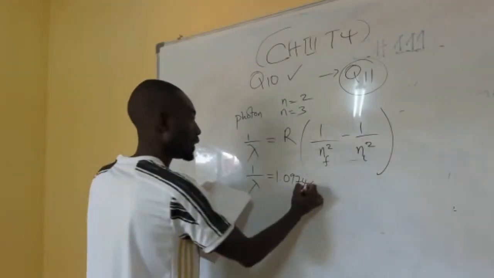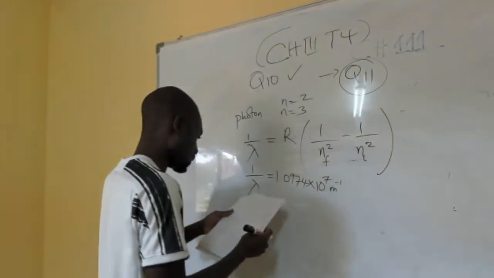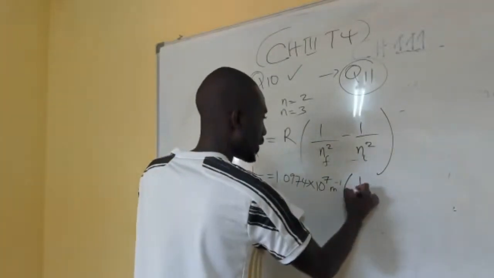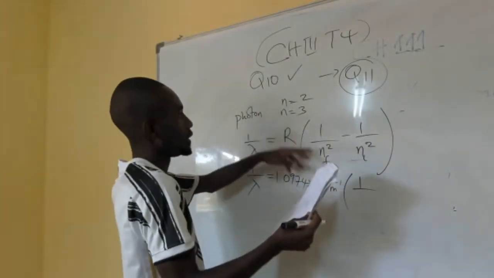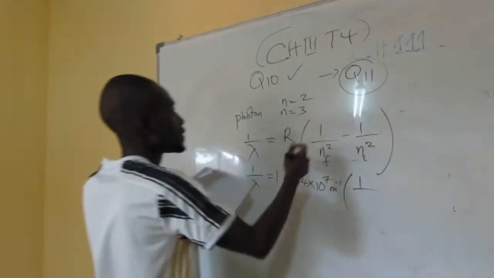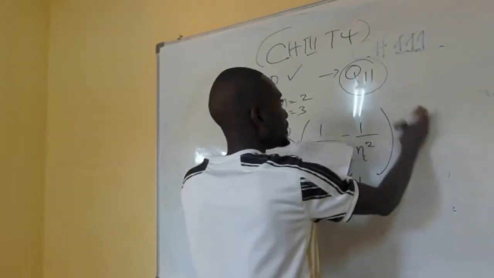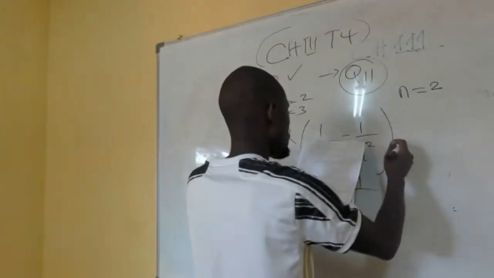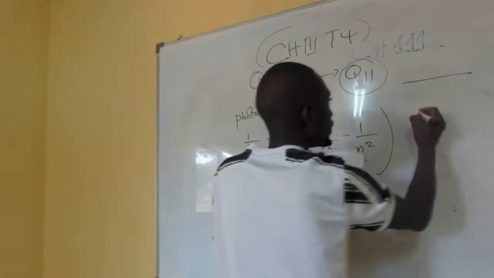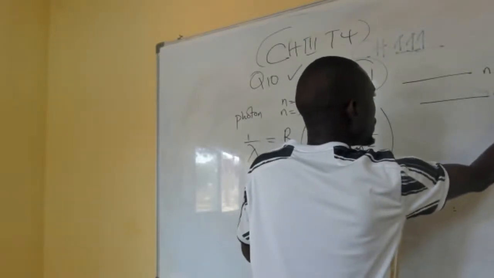1.0974 times 10 to the power 7, that is the Rydberg constant. Then you have brackets, 1 over n final squared, minus 1 over n initial squared. There are two aspects here, where they are saying n equals 2, then n equals 3.